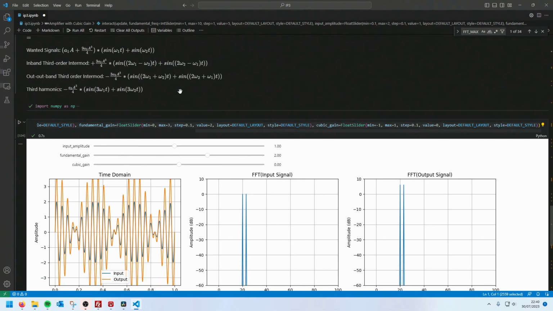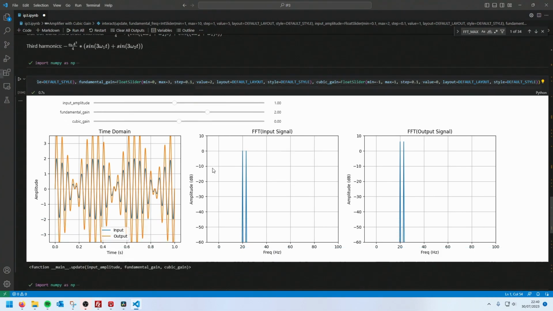Going once again to our trusty graphs, the blue here is the time domain of two sine waves added together, and for here I've gone for 20 hertz and 23 hertz. It's generally a good idea if you're doing this sort of testing to make them not harmonically related, or multiples of each other, just because sometimes for higher order intermod you get terms mixing together. So let's have a look.